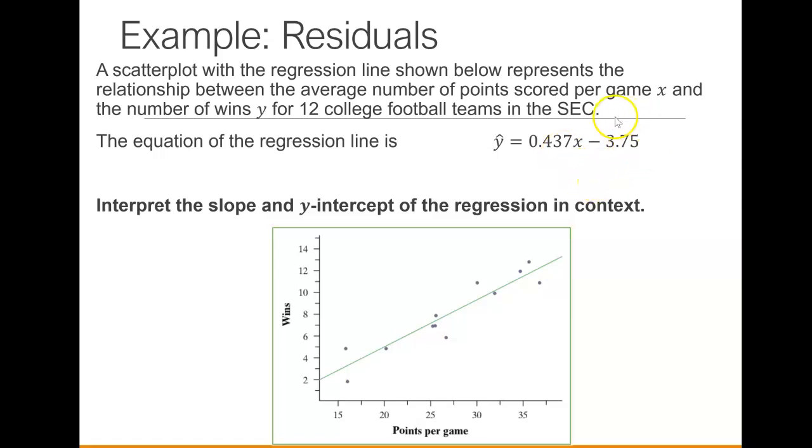And then what would the y-intercept mean? Minus 3.75 wins for 0 points. Great. If you score 0 points, we'd expect you to win negative 3.75 games. Does that make sense in the context of the problem? Not really, but let's just roll with it, okay?